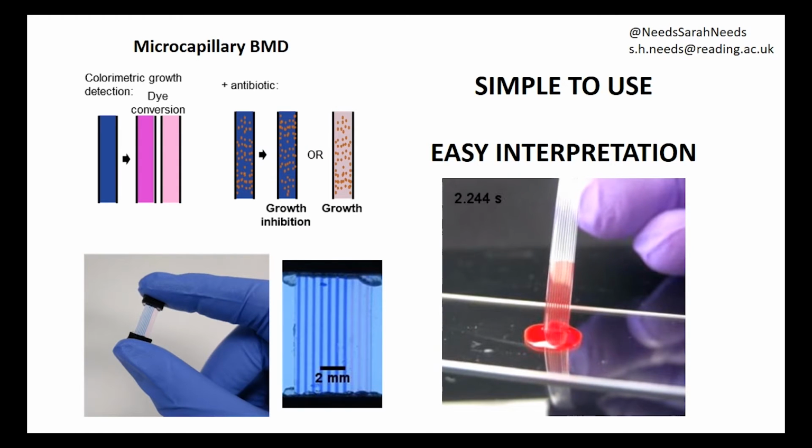We've developed a miniaturized dipstick version of the gold standard broth microdilution method. Each test strip contains 10 parallel capillaries containing dilutions of lyophilized antibiotic. Each capillary holds 1 microliter sample volumes, 100 times smaller than conventional BMD.